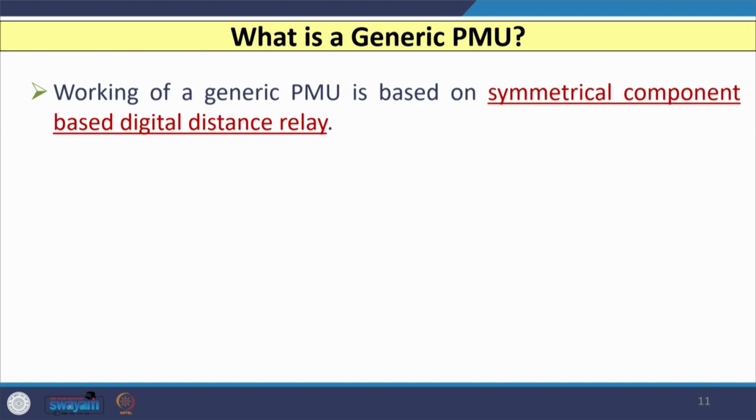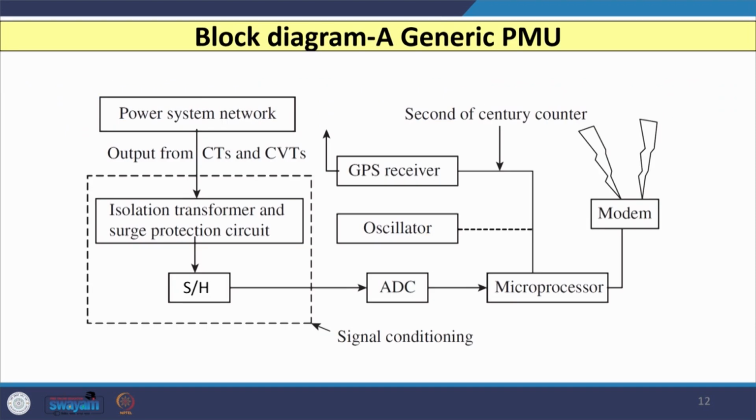So, let us consider what is generic PMU. The working of generic PMU is based on the philosophy of symmetrical component based digital distance relay. Let us see the block diagram of generic PMU. In the block diagram you can see on the screen we have the power system network, from which we acquire the secondary parameters of the currents, let us say from CT secondary, and voltage parameters from either PT or CVT secondaries.